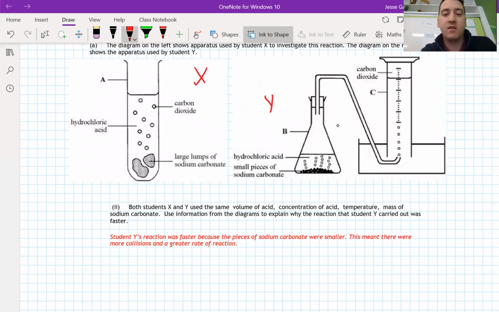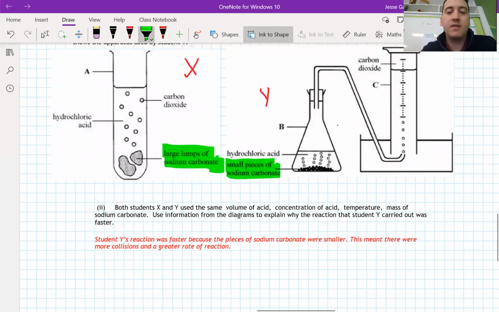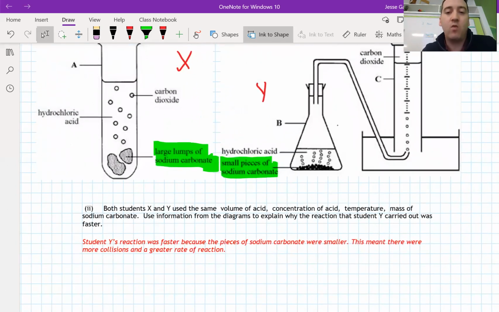Why is Y's faster? Well, as you can see, Y has small pieces of sodium carbonate, whereas X has large lumps of sodium carbonate. So Y has a smaller particle size, smaller pieces, and that means that the surface area is greater for Y.